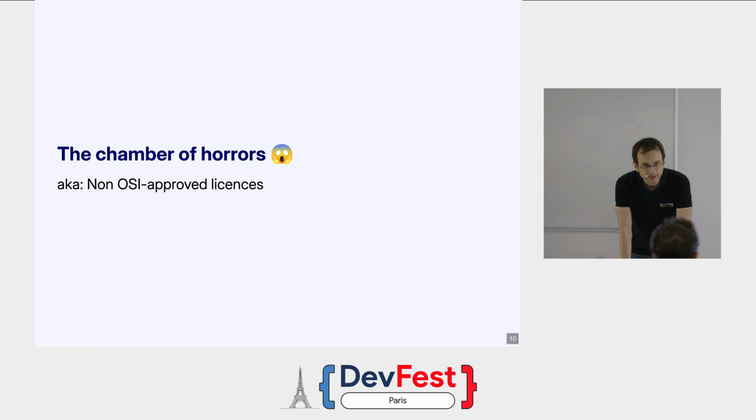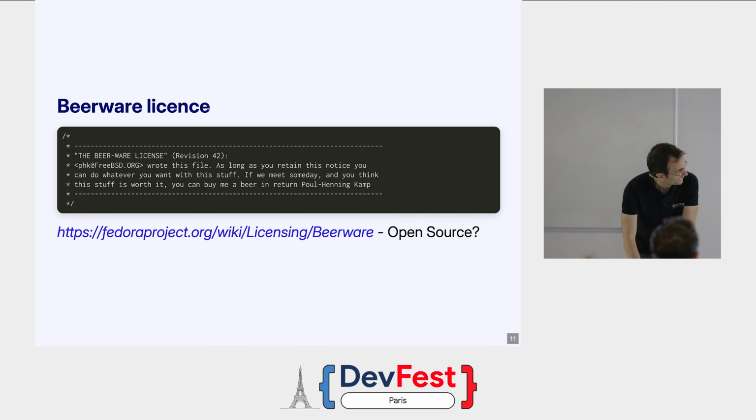Before that, the chamber of horrors, some kind of bestiary, some things you might think are open source, but maybe not. Those are obviously non-OSI approved licenses.